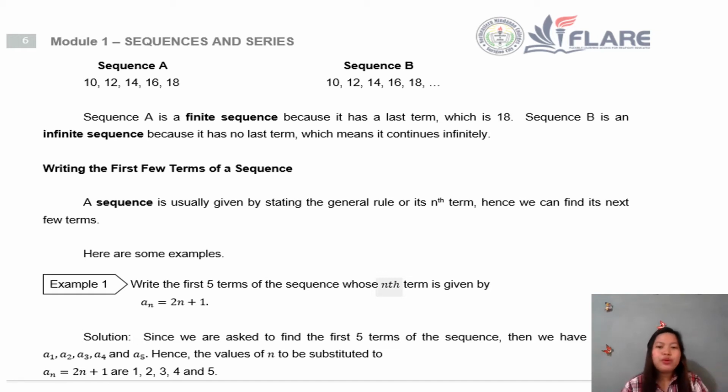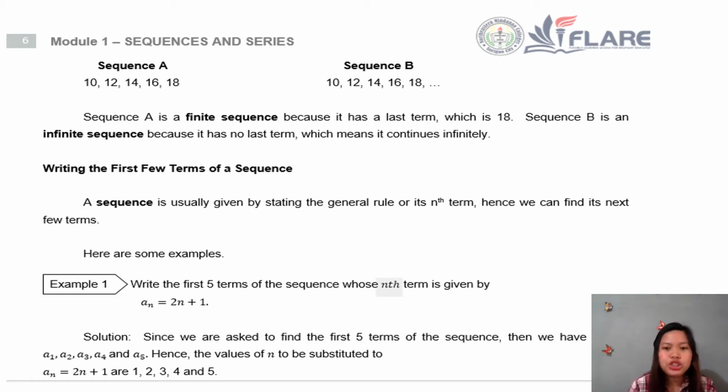Now, sequence B is 10, 12, 14, 16, 18, and then there are dots, dots, dots. Sorry guys. When there are dots there, it means that it goes on and on.